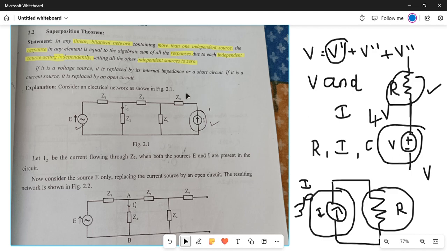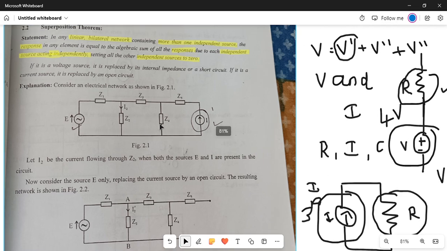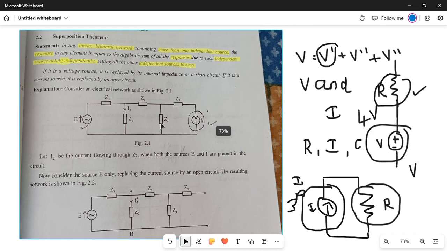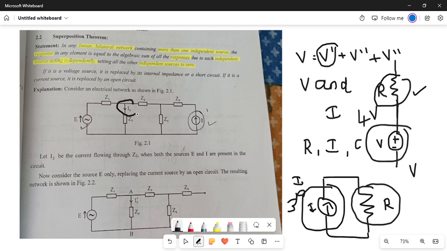Consider an electrical network as shown in the figure. So this electrical network is what? A linear and a bilateral network. I am showcasing it in black color. Fine. This is a linear and a bilateral network. Yes, so now let I2 be the current flowing through Z2. Can you see I2 here? I am highlighting it in black color.